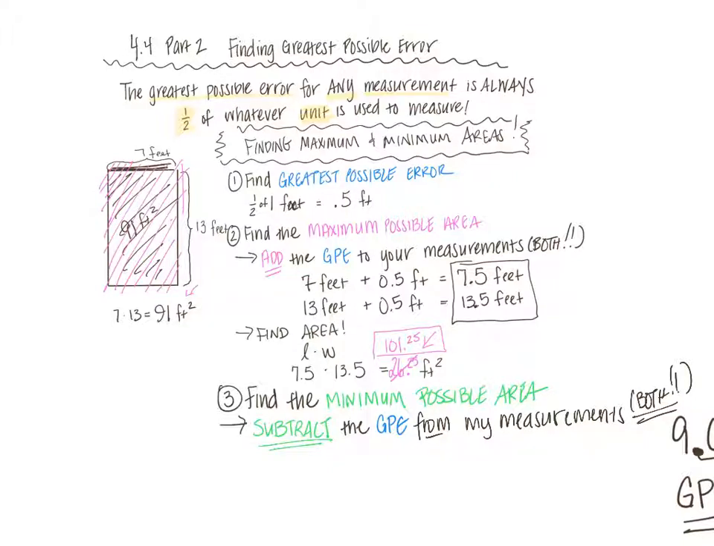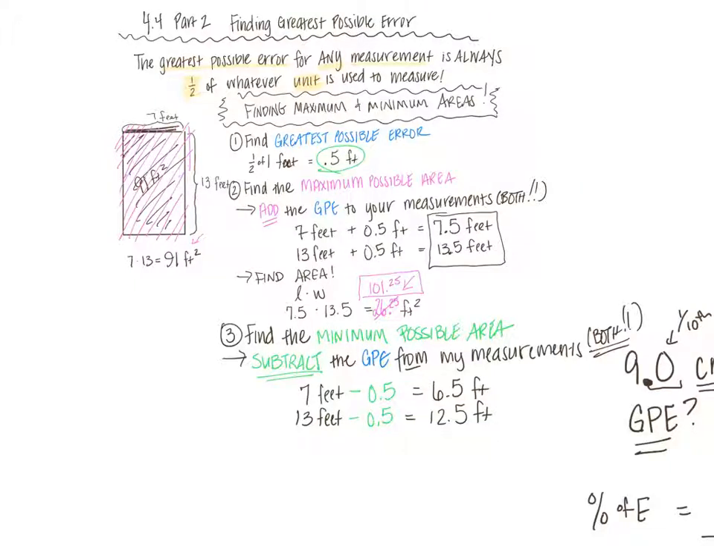So again, I'm going to start with my 7 feet, my width here, and my 7 feet minus my 0.5, which I got from up here. And that, hopefully, when you plug it in, is going to give you 6.5 feet. My room might be a little bit smaller than I needed. Or perhaps I'm going to need to look at my next measurement, 13 feet. Again, subtract your GPE, subtract your 0.5, and that would give you 12.5 feet. So just like before, the next step here is I've got to actually find this area using my new measurements.